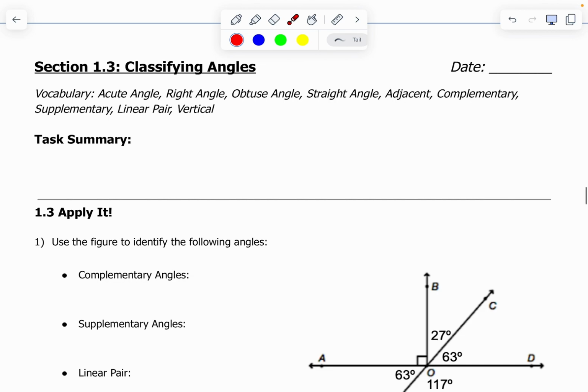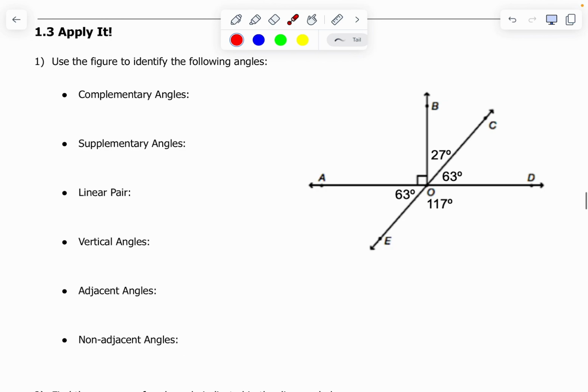All right, so we're going to be looking at this diagram here, at least for the first example, and we're going to use this to identify a variety of different angles. The first one that we are going to look at is complementary angles. So remember, complementary angles are angles that add to 90 degrees. Okay, so what we're looking for is some measures that are going to do that. Okay, so one thing just to note here is that this is a 90-degree angle.